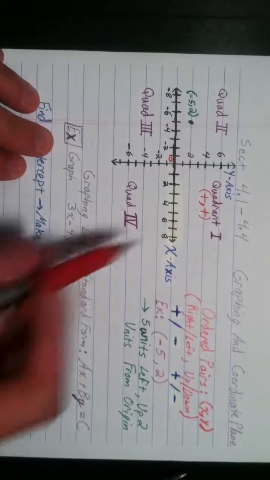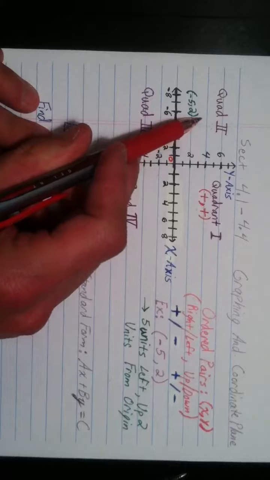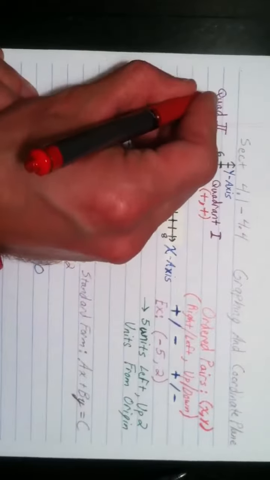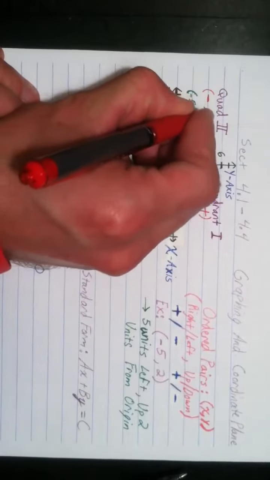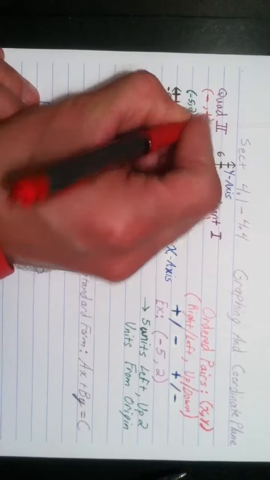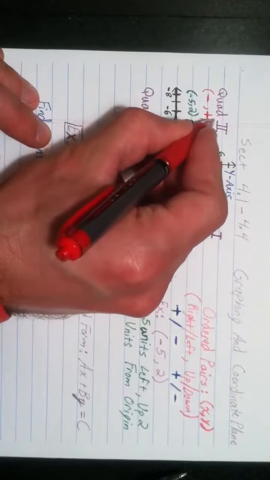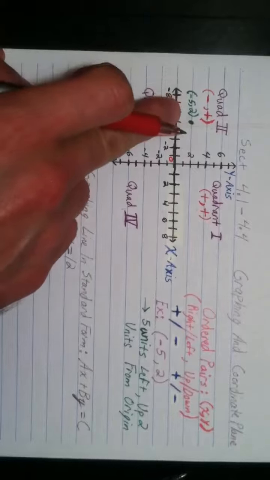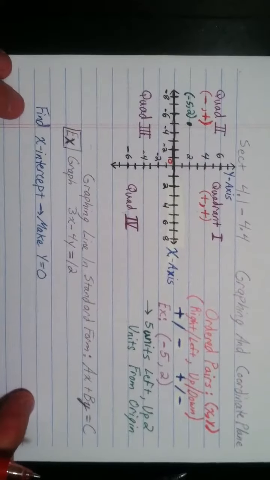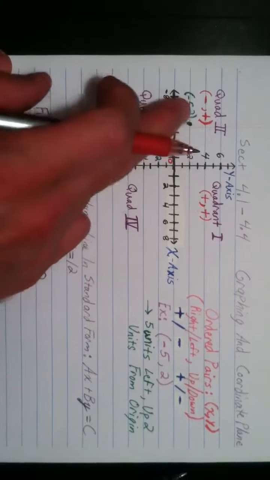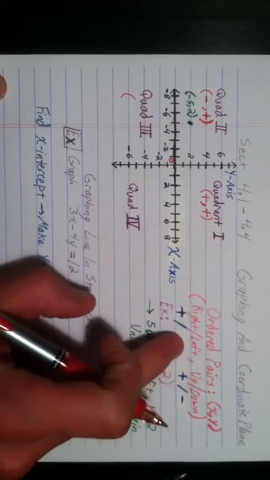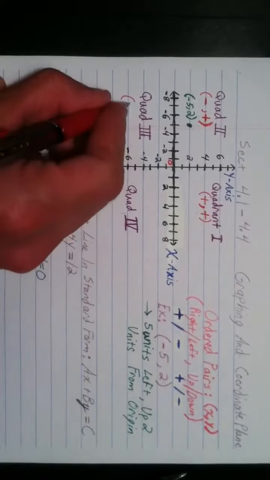Quadrant 2, we'd be moving to the left and then up, so that would be a negative x coordinate, positive y coordinate. As you see with the ordered pair we already drew in there, negative 5, 2. Negative x coordinate, positive y coordinate. Quadrant 3, we'd be moving to the left and then down. That is going to be a negative x coordinate and a negative y coordinate.